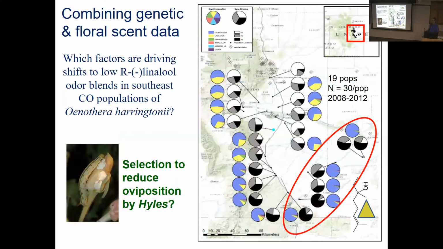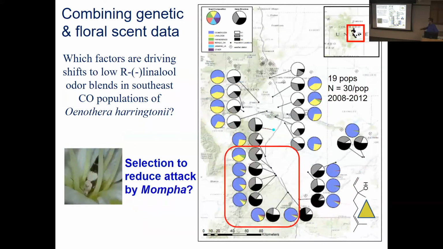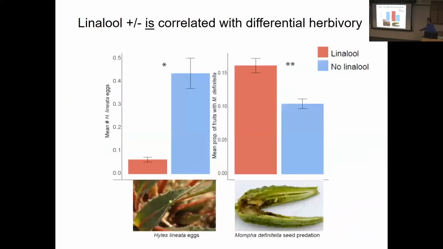Okay, Hyles is visiting the flowers, but they're also turning around and dropping eggs on them. So what if the herbivore pressure from the caterpillars of Hyles might be a problem, as well as Mompha, okay? So then when we look at the caterpillars and eggs, this is eggs of white-lined sphinx. There's a lot more eggs on the plants when there's no linalool, okay? When there's linalool, there's relatively few eggs. So that's interesting.